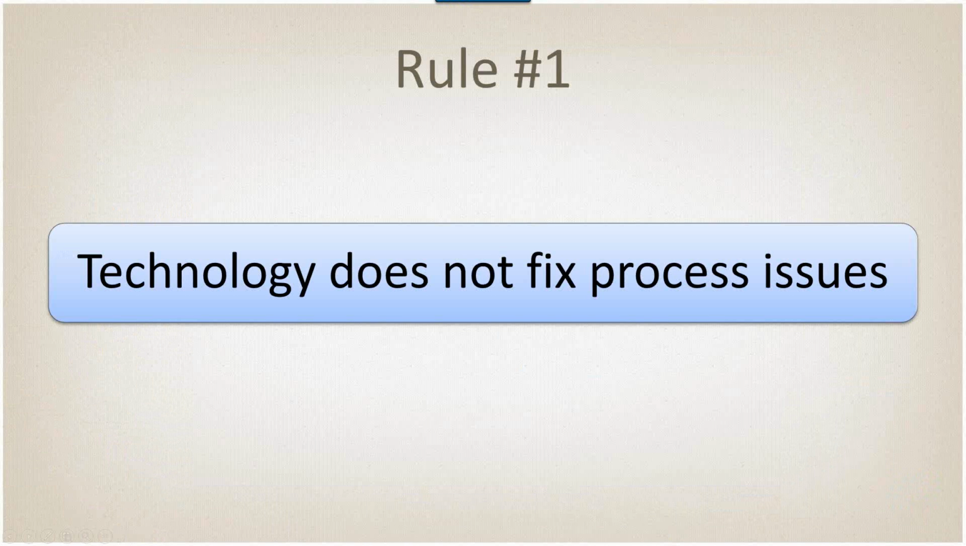So rule number 1, technology absolutely does not fix process issues. What we're going to talk about at the beginning here is actually defining your process and then applying some technology behind that. If you apply technology to a broken process, what that really gives you is a really efficient broken process. So the thing to really keep in mind is you've got to get your processes down before you attempt any kind of automation.